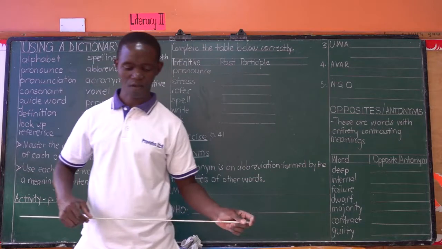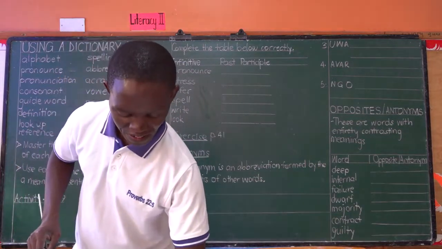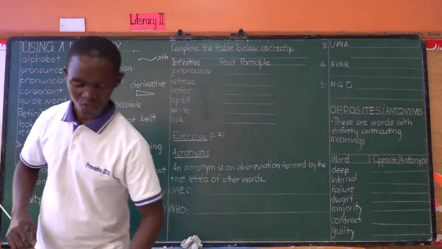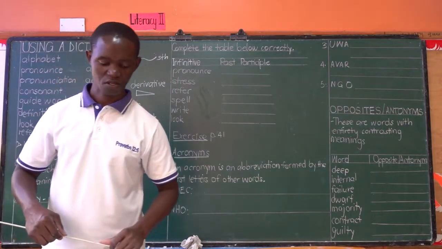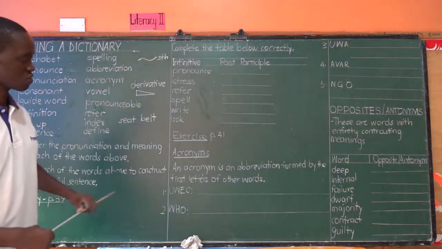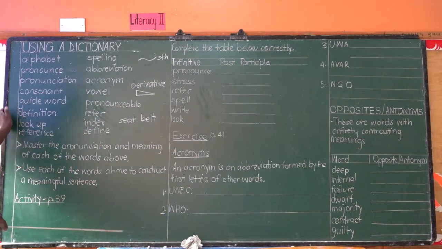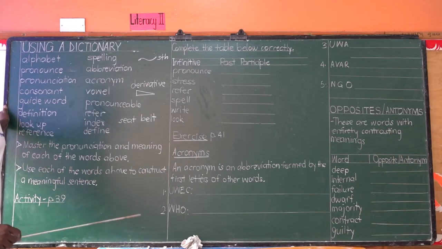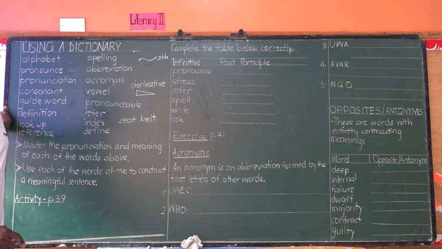Next, we see the last symbol, which is used to show phrasal verbs in your dictionary. After that, we have an activity, still on page 39, that requires you to write the plural form of the given words.